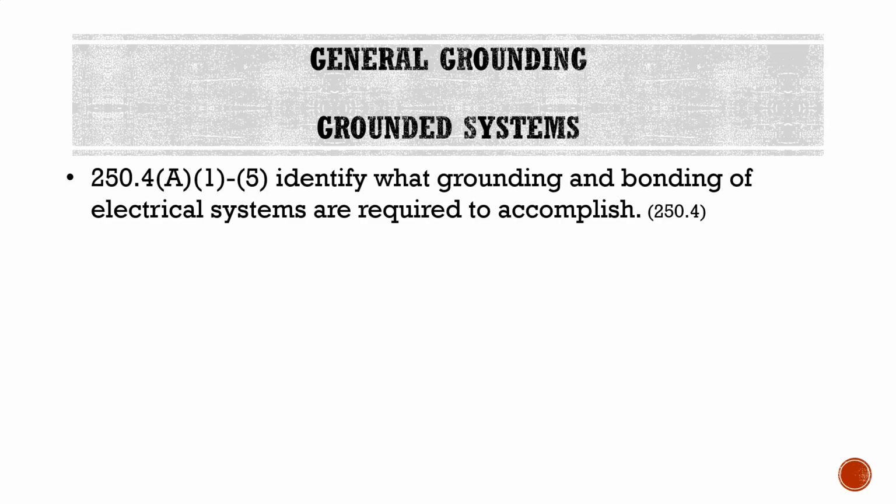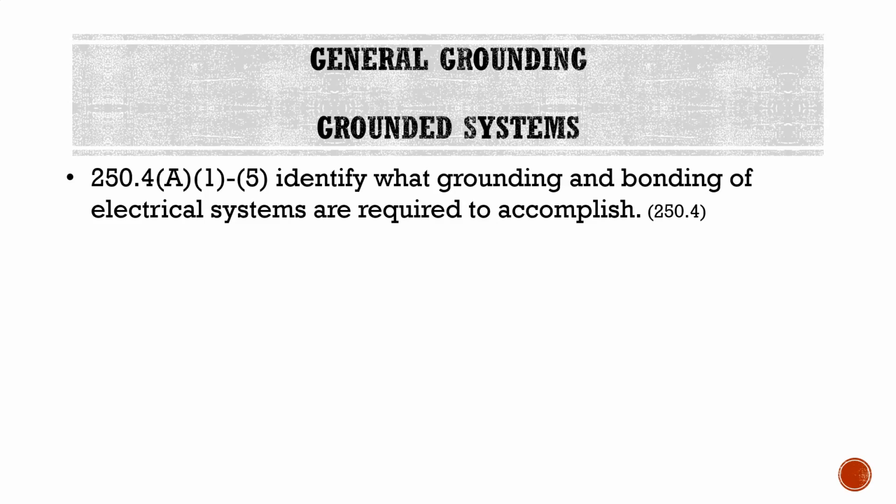Diving right in here, we're going to be taking a look at grounded systems. Now, based on our definition of grounded, which is connected to the earth, a grounded system would basically be defined as a system in which we have a conductor in that system that is connected to earth, or a grounded conductor, which we talked about in our previous lecture.